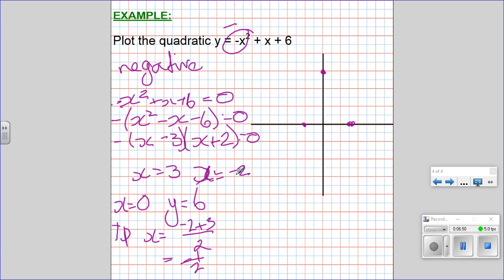So then y is going to be substituted in. So negative a half squared becomes negative a quarter, plus a half becomes a quarter, plus 6, so 6 and a quarter. So we're looking at somewhere around here. Okay, so it's not going to be as accurate as the other graph, but you're going to get the general gist.